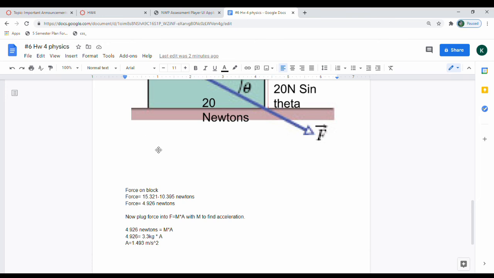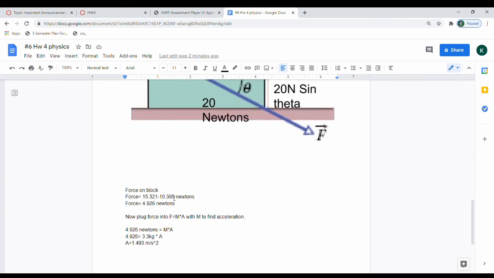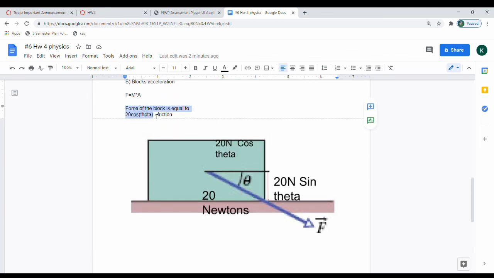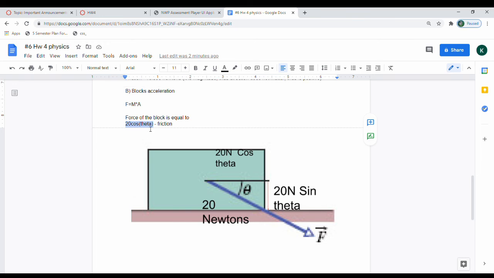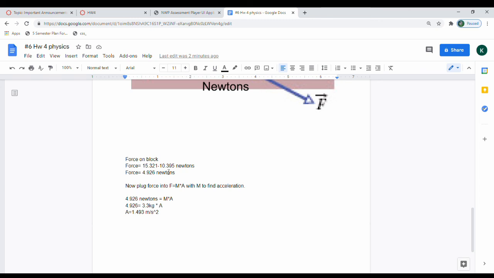If you do the math, you should get about 15 something. Well, it depends. But then what you do is you take the force on the block, which you found, which is this right here, and you subtract your friction from part A. So in my case, 15.3 minus whatever I got from part A, and that gives me the force. Then to find the acceleration, you just plug it into F equals m times a. You know F now, you know m, you can find a. And if you do the math, it should get you the answer.